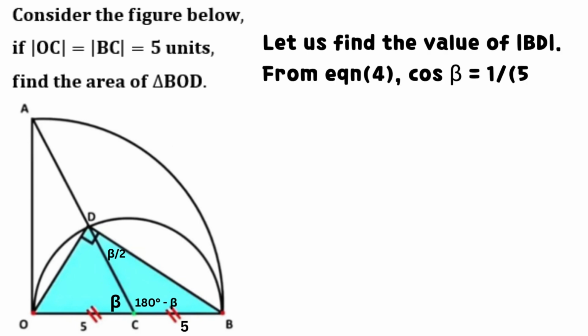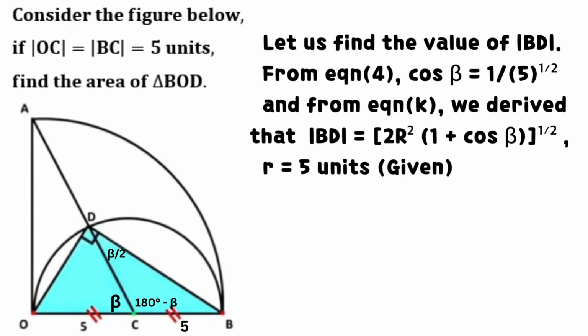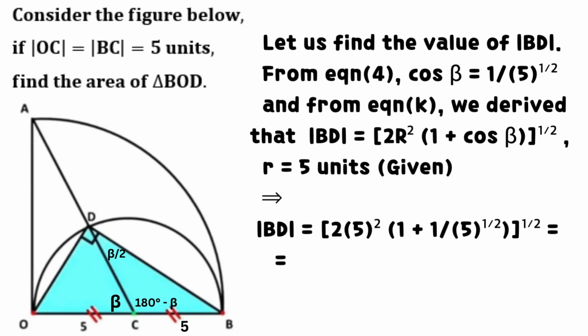Let us find the value of BD. From equation 2, cosine beta equals 1 divided by the square root of 5. And from equation K, we derive that BD equals the product of 2, the square of R, and the square root of the sum of 1 and cosine beta. R equals 5 units. It is given. It implies that line BD equals the square root of the product of 50 and the sum of 1 and 1 divided by the square root of 5.